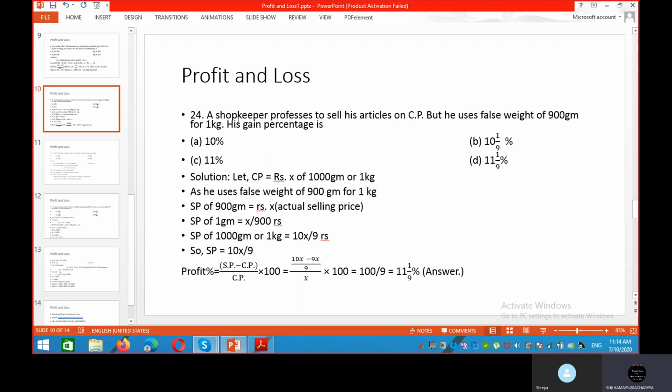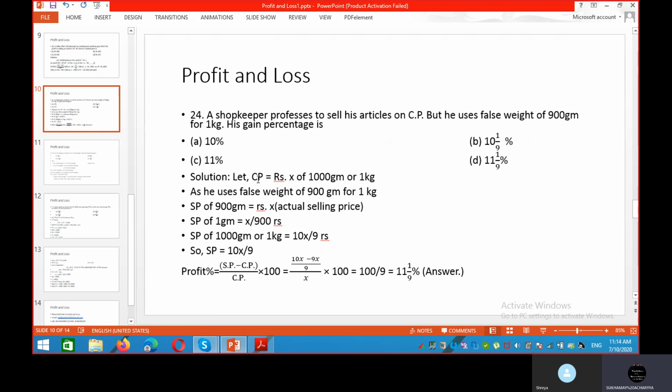Next, profit and loss. A shopkeeper professes to sell his article at CP, but he uses a false weight of 900 gram for 1 kg. His gain percentage is: A) 10%, B) 10 whole and 1 by 9%, C) 11%, D) 11 whole and 1 by 9%.